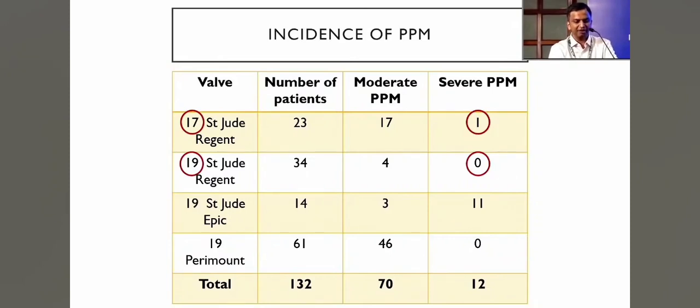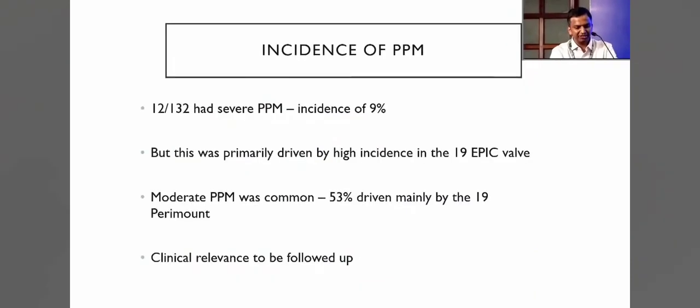And if you look at the bioprosthetic valves, one surprising finding was that the Epic performs extremely poorly at the 19 size. So we put in 14 valves of a 19 Epic, and among those, 11 had severe PPM. Whereas with the 19 Perimount, none of them had severe PPM, but a good number of patients had moderate PPM.